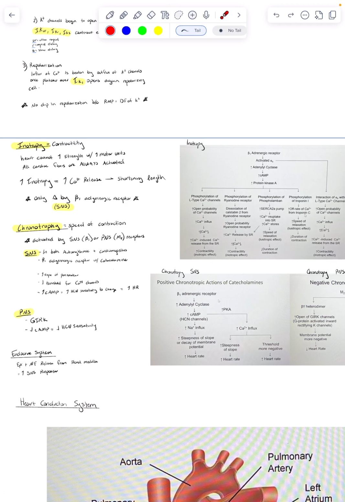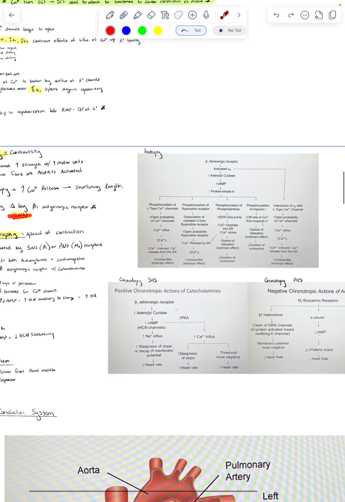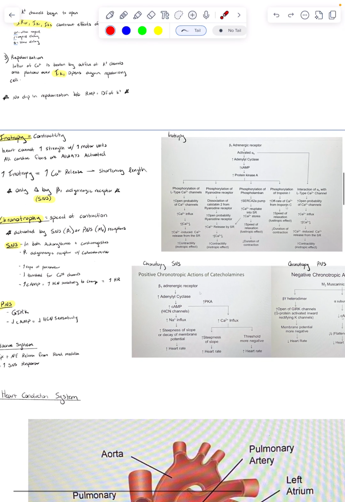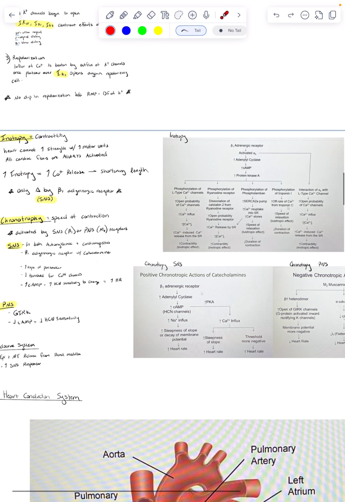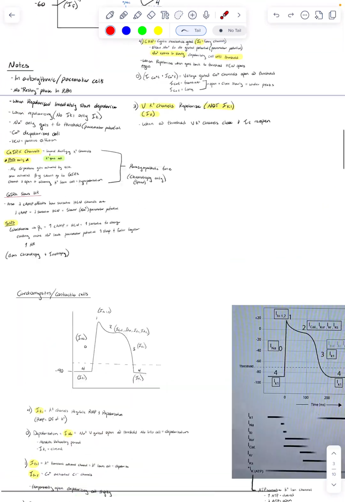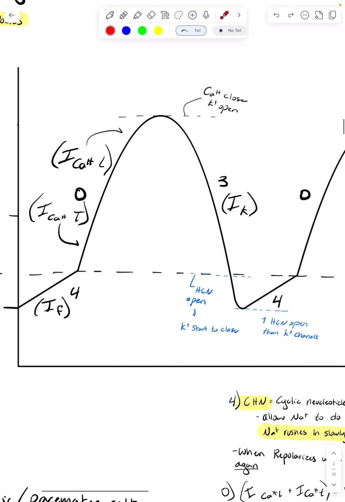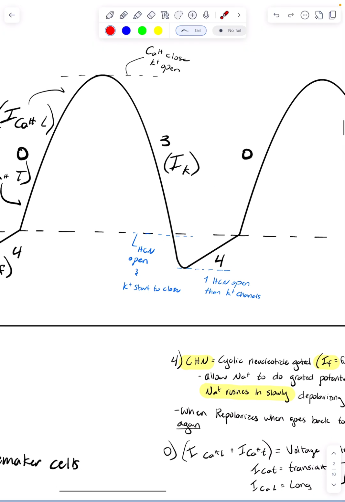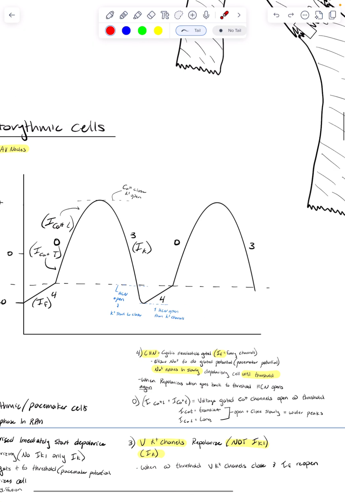contractile cells. But this is only innervated by the sympathetic nervous system. Inotropy, the force of contraction, is only dictated by the sympathetic nervous system. Chronotropy is the speed of contraction. And that's what we were talking about up here. If we open up these HCN channels, then we can increase or decrease the heart rate.